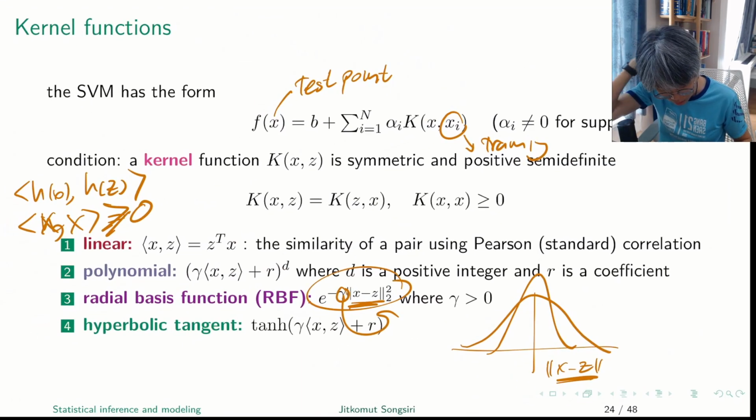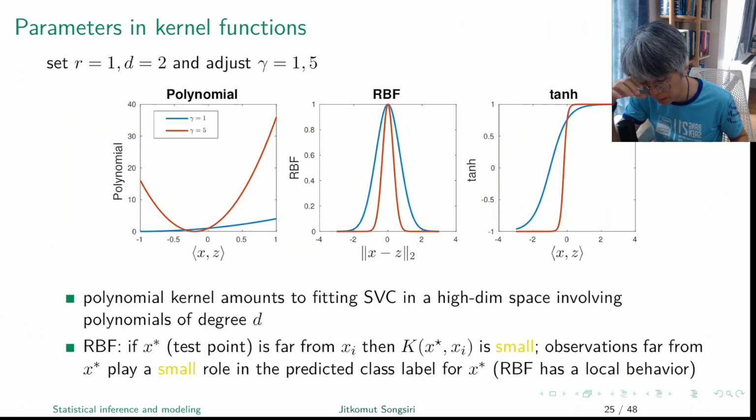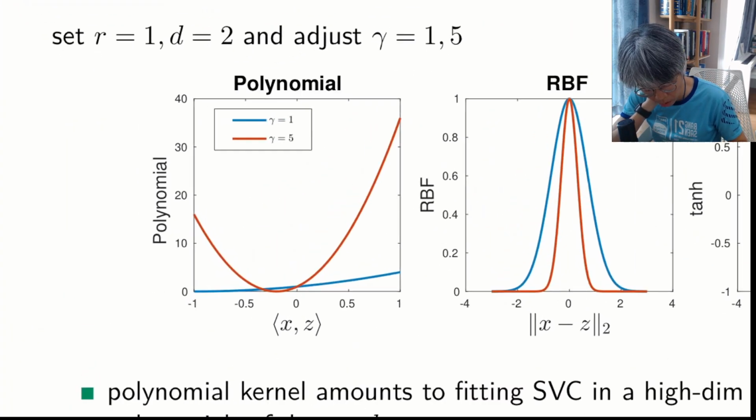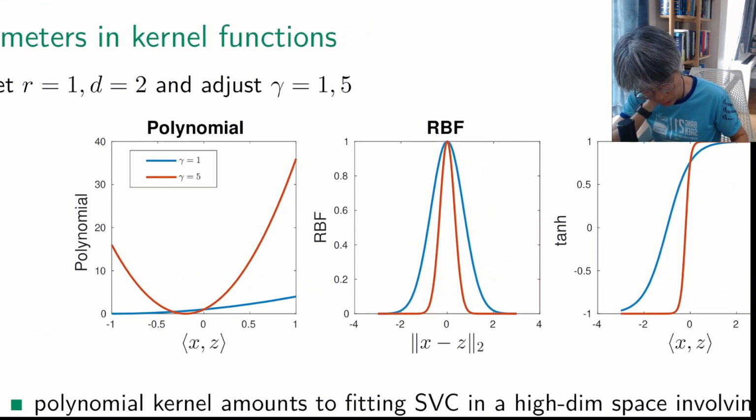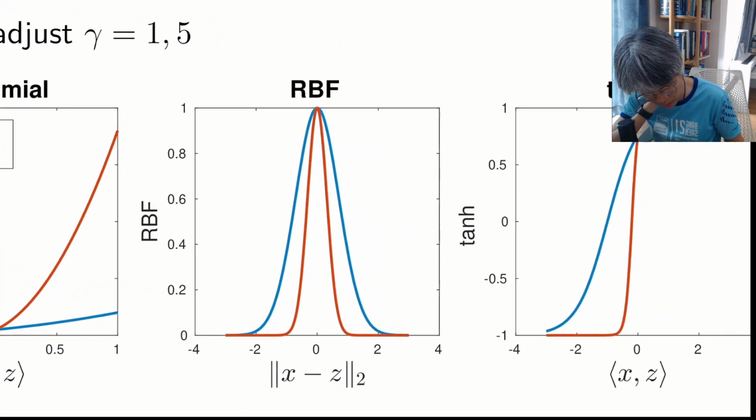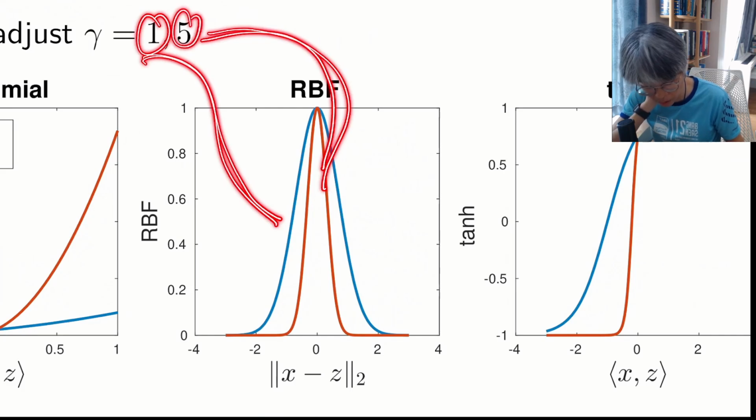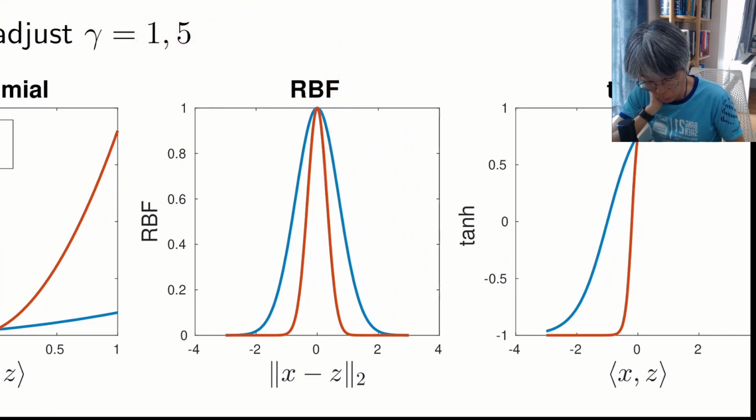The next one is the hyperbolic tangent. With this argument, you get to choose gamma and r. Now we have some illustrative plots for the polynomial using different values of gamma. For RBF, I hope you can recognize which one matches gamma equals 1 and which one matches gamma equals 5. When gamma is large, the RBF should decay faster, so it should be the red plot.